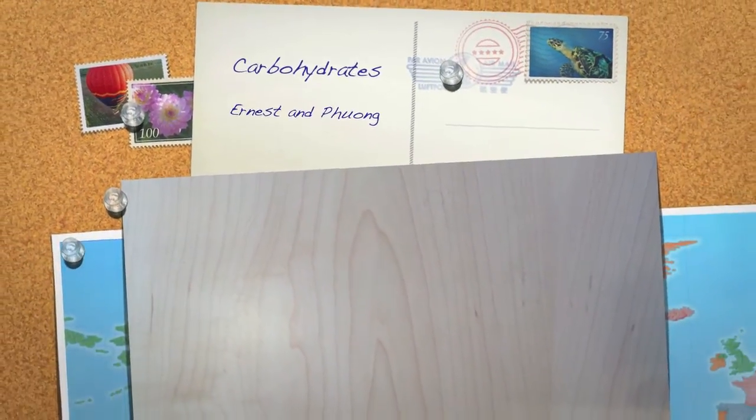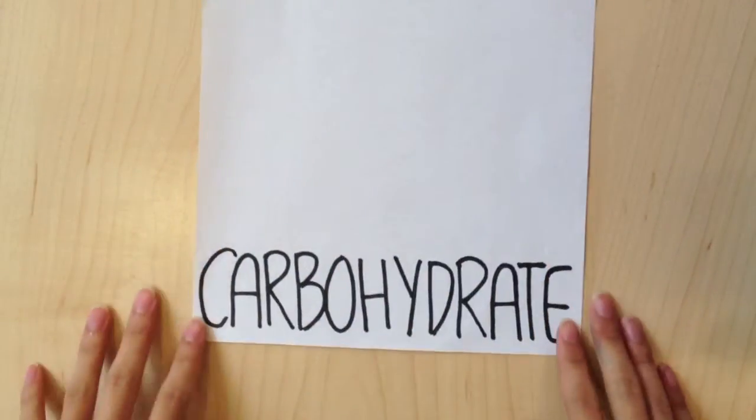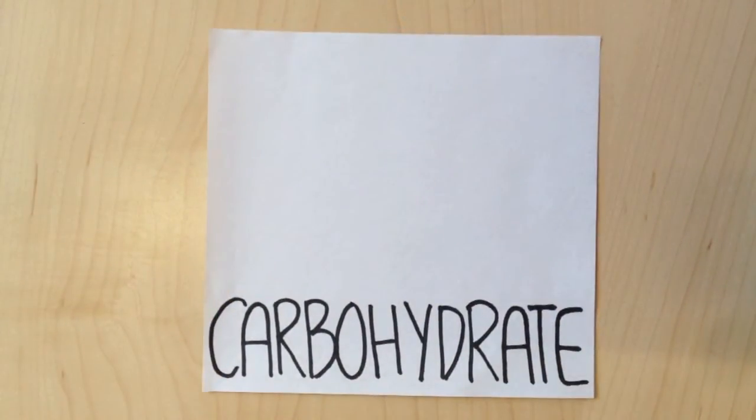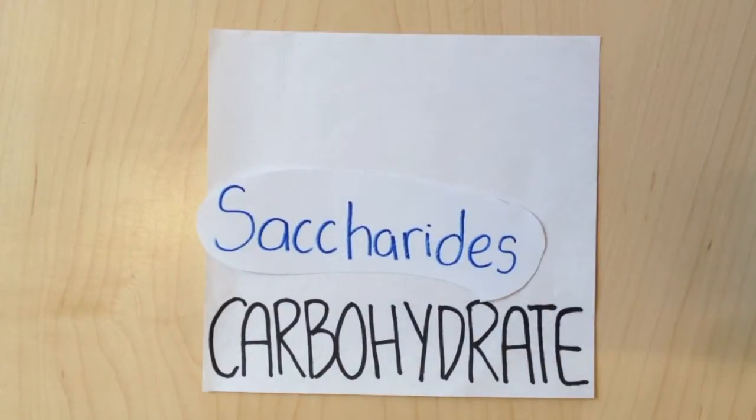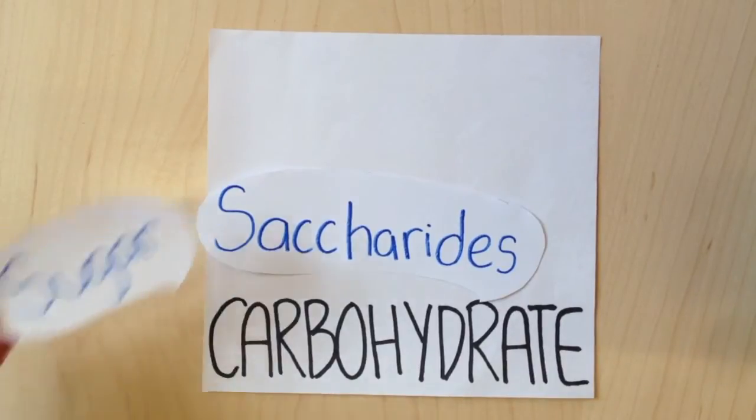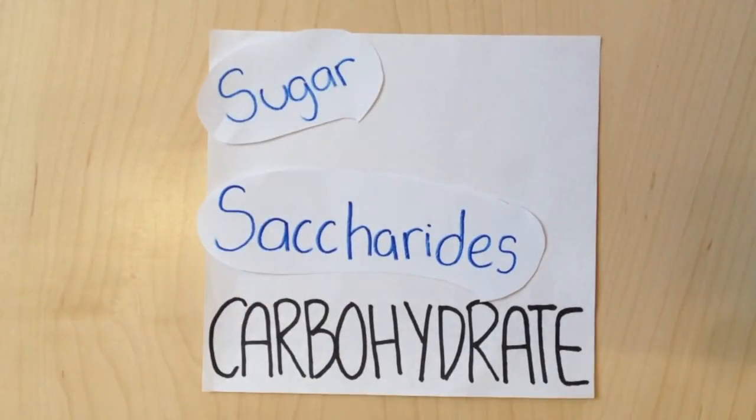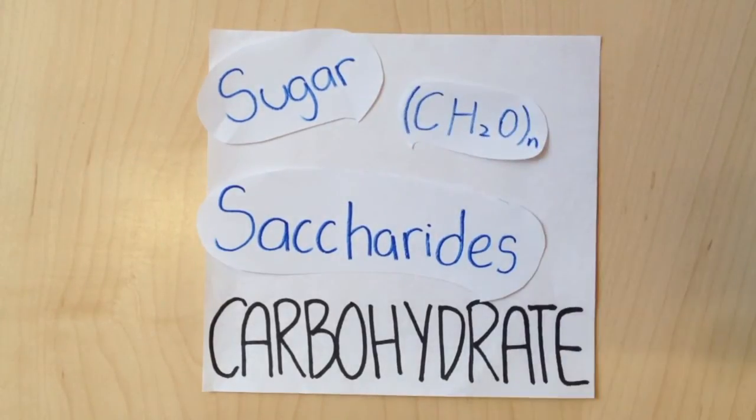Today we are making a video for AP Bio class and our topic is going to be carbohydrate. So what is carbohydrate? Carbohydrates are also known as saccharides, and if it is still confusing, it is more commonly known as sugar. Carbohydrates consist of three kinds of elements, which are carbon, hydrogen, and oxygen. So here is the common chemical formula for carbohydrate, which is (CH2O)n.